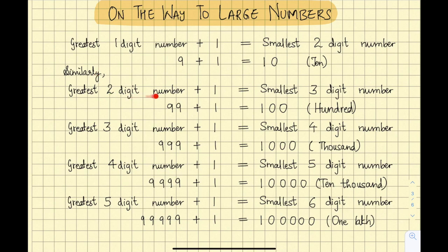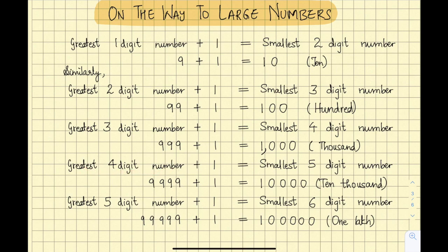Similarly, to the greatest two-digit number, 99, when you add 1, you get the smallest three-digit number, that is 100. Similarly, when you continue the pattern, when you add 1 to the greatest three-digit number, that is 999, you get 1000. So this 1000 is the smallest four-digit number. Henceforth, the greatest four-digit number is 9999.